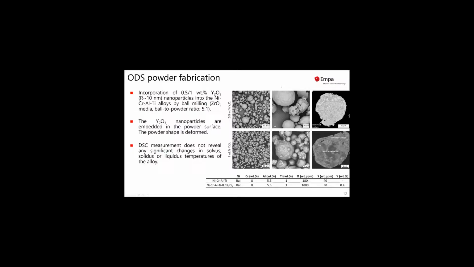Afterwards, you see that we do have some deformation of the powder. We expected that, but the powder particles and their shapes were still okay. We knew that we can work with morphologies like these. The DSC measurements afterwards did not reveal any significant changes in solvus, solidus, or liquidus temperature of this ODS alloy. Here is also the chemical analysis, and you can see that there is also some oxygen going into the matrix afterwards.